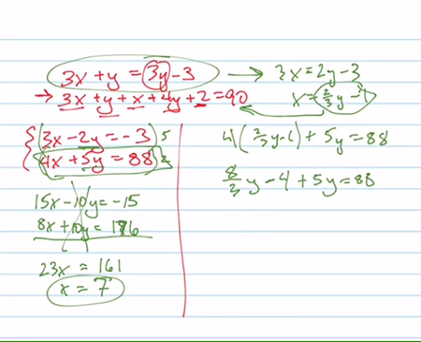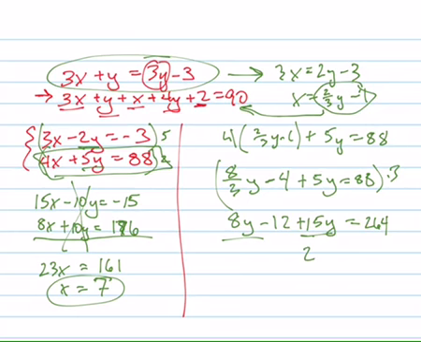I prefer, in this case, to multiply everything by 3, just to get rid of that fraction there. So 8y minus 12 plus 15y equals whatever 88 times 3 is. You want to punch that in your calculator. 264. Check to make sure I did that right. Now add our y's together. 23y equals 2.